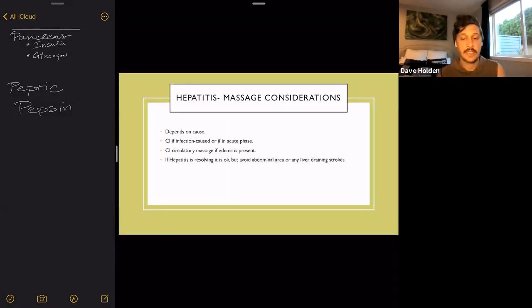So whether massage is contraindicated for hepatitis is going to depend on which hepatitis they have. If they have hep C, right, if they're not actively sick, you're not likely to contract it, as long as you're doing massage the proper way. Now, if you're sharing blood with your clients, what you're doing probably isn't massage. But if they have an infection or if it's in its acute phase, it's contraindicated. If there's edema present, we would avoid circulatory massage. If the infection is resolving itself and it's going away, then massage is fine, but I would still avoid the area and go really easy around the liver. Hepatitis really targets the liver, so it's going to be really sore.